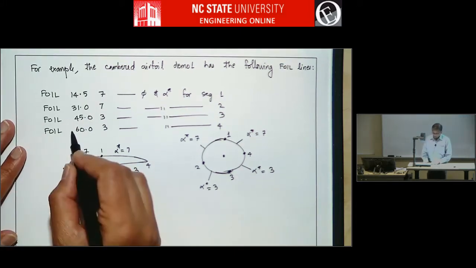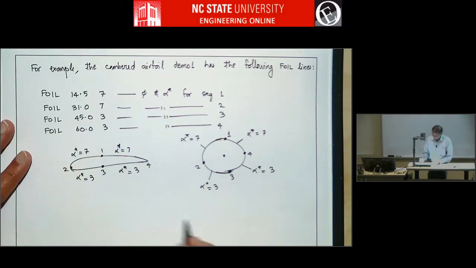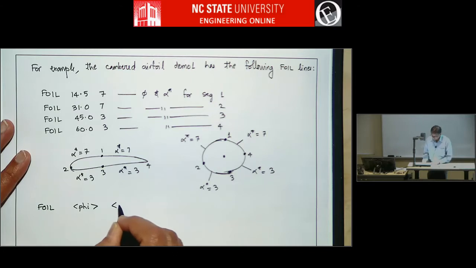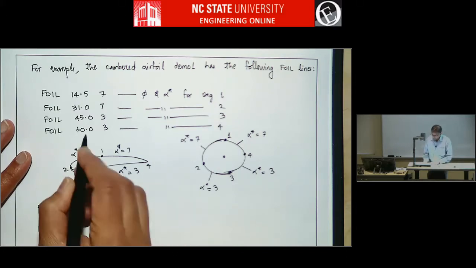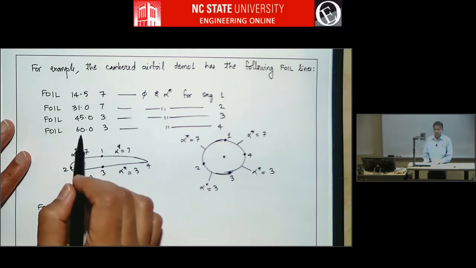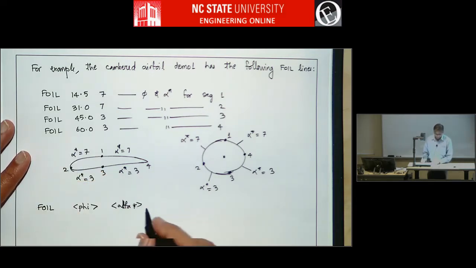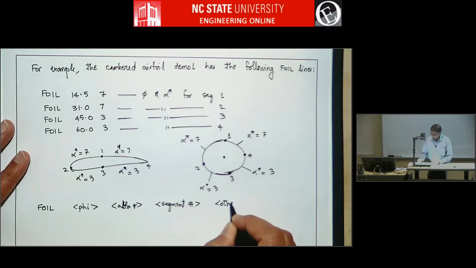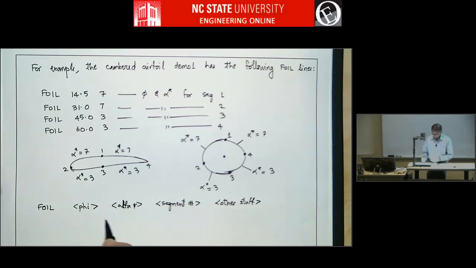Now these are the two required arguments. So let's look at the foil line again. Foil, then you have phi, then you have alpha star. And the last phi has to be 60, right? And then you can have some more things. You can have segment number, and you can have some other stuff. So these are required.